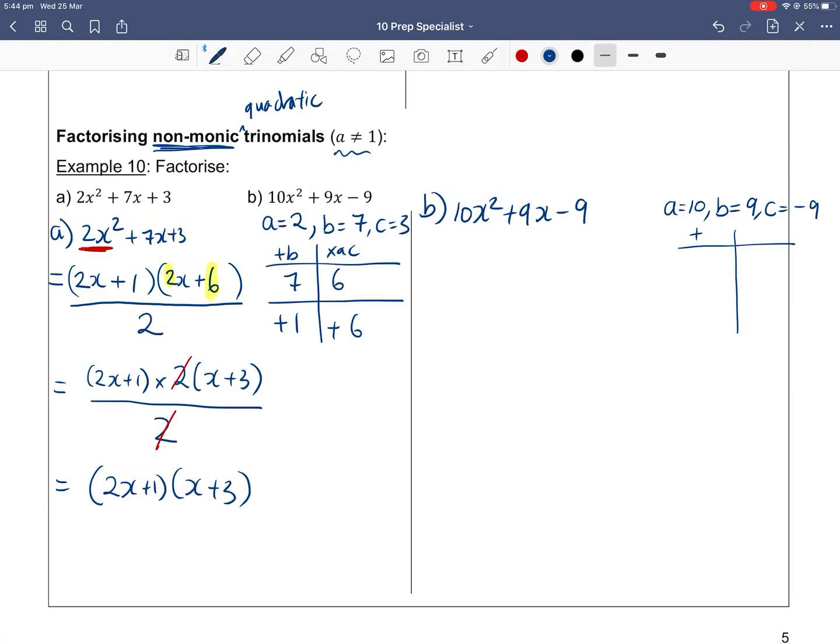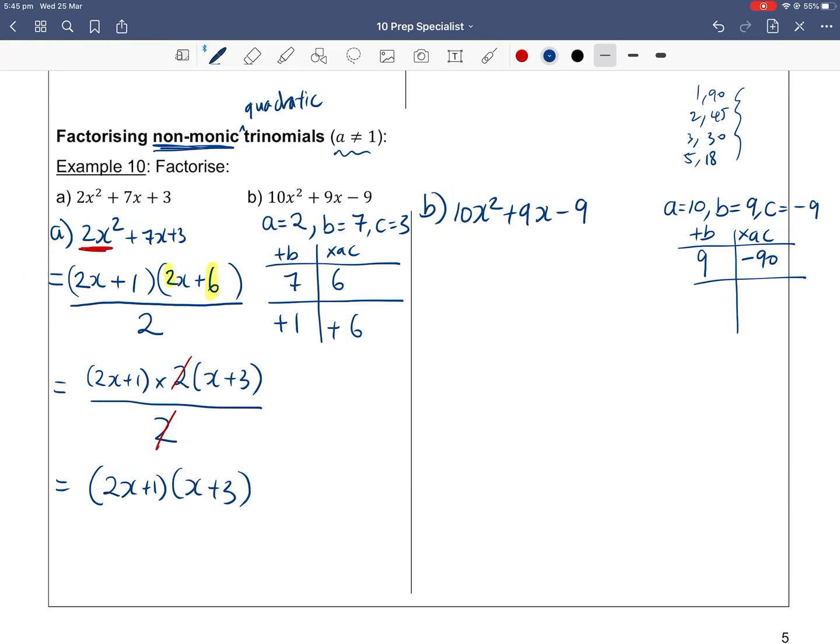That's c. Do your plus b times ac table. b is 9. 10 times -9 is -90. So you're thinking of two numbers that multiply to be -90 and add to be 9. So factors of 90, you might need a calculator for this one, it's a big number. 1 and 90, 2 and 45, 3 and 30, does 4 go into 90? I don't think it does. 90 divided by 4, no, it's not a whole number. 90 divided by 5 is 18. 5 and 18 don't add up to be 9, so that's no good.